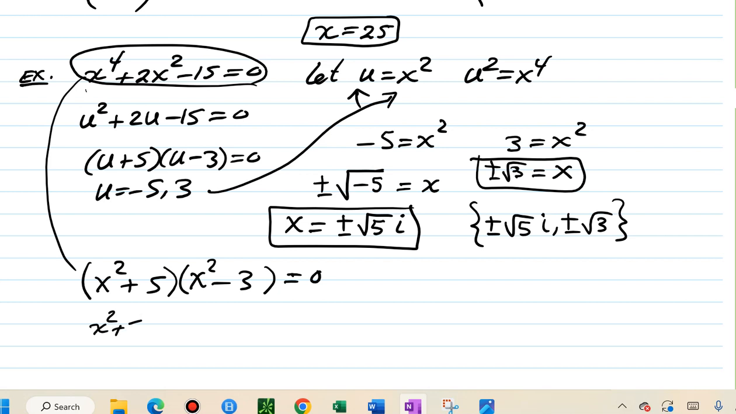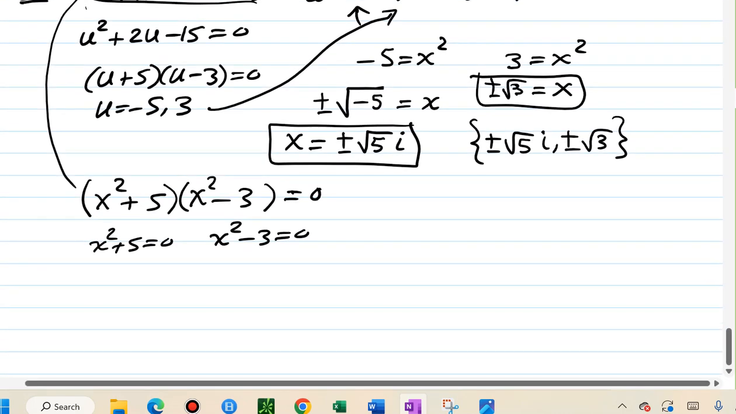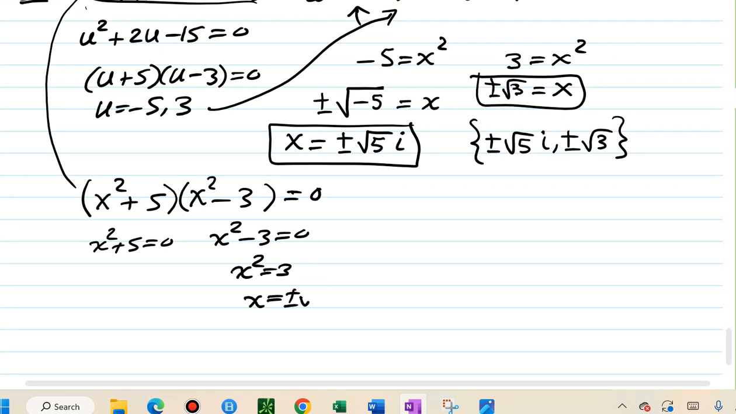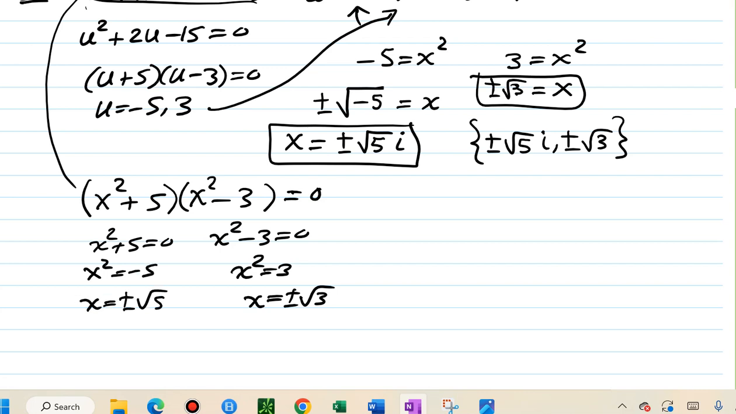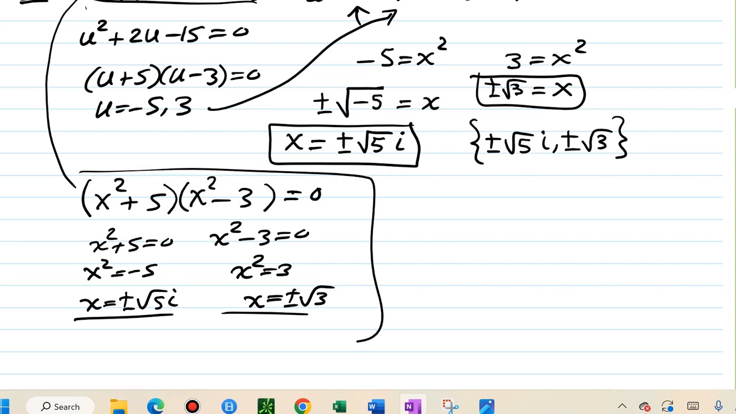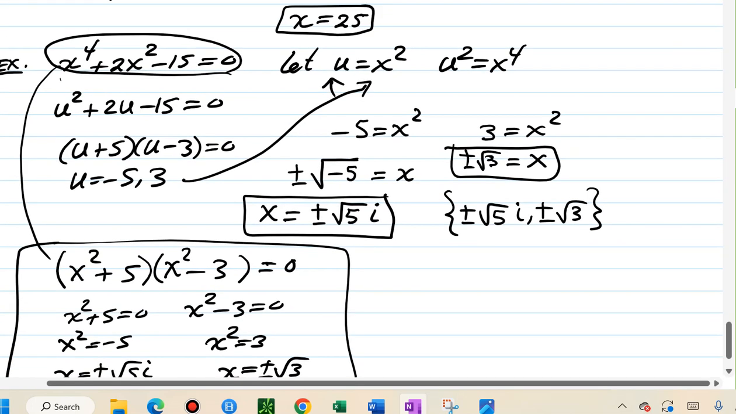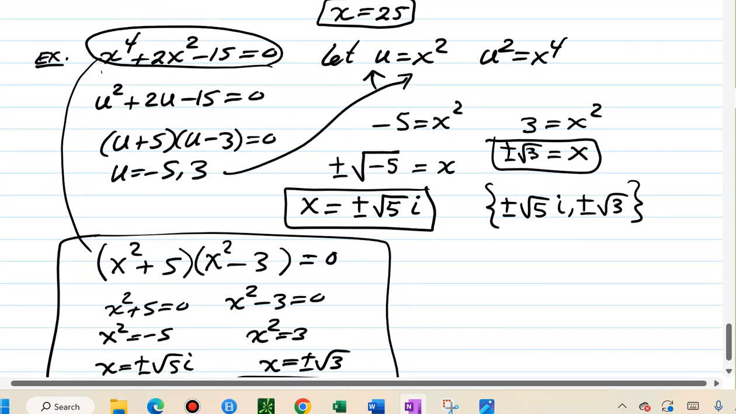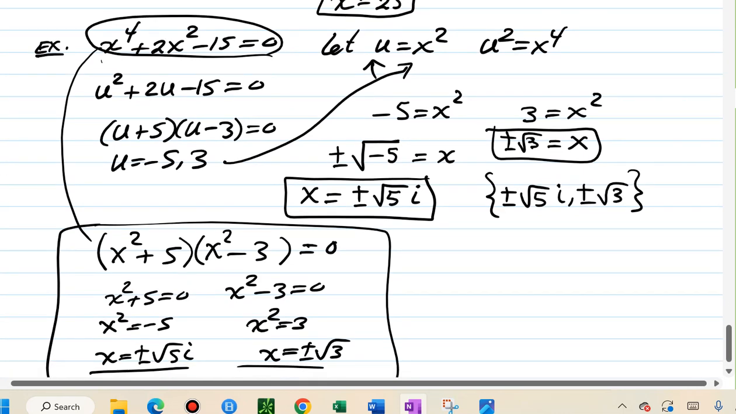My next step is to just go and solve these, skipping that u variable altogether. And there, plus minus root 3. See how it works just as good. X would be plus minus root 5i. This is without going through that additional variable u. And there we have it.